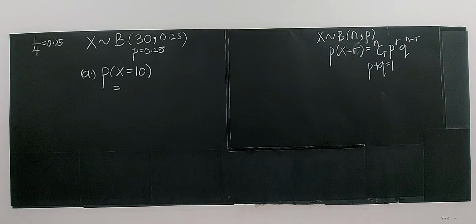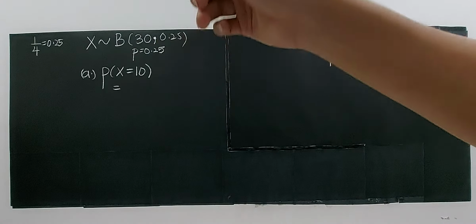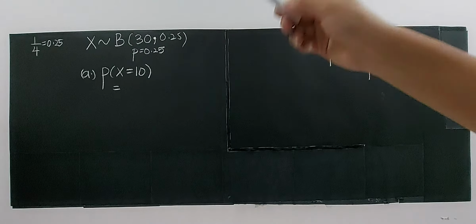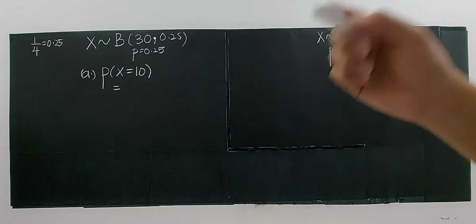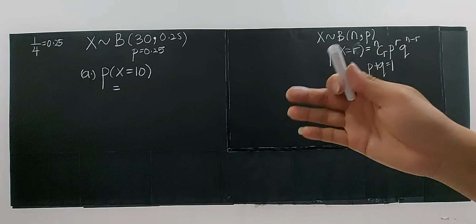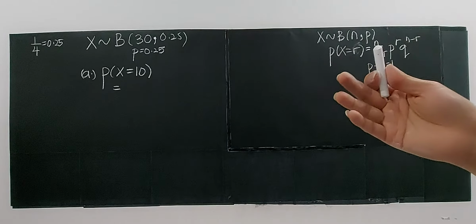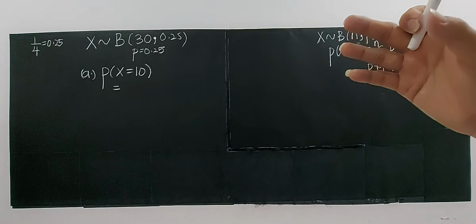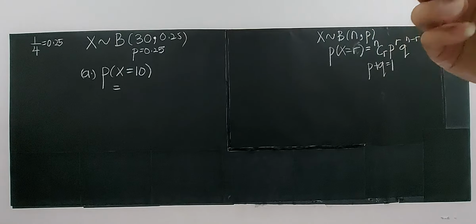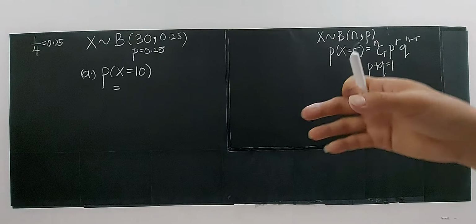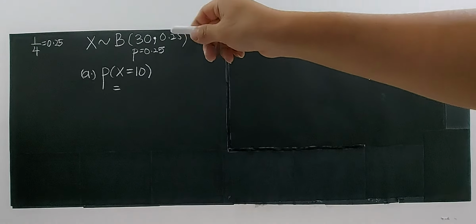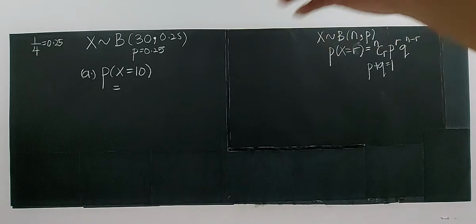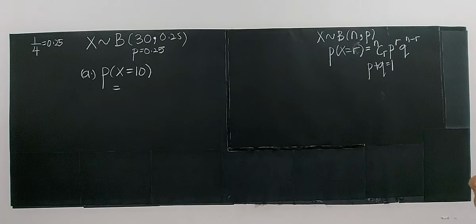For example, this question is a binomial. Why? Because it's 30 questions, and for each question, you either get it correct or not correct. There is nothing like a draw. It's either you are correct or not correct, because one of the choices will be correct and the other three will be wrong.